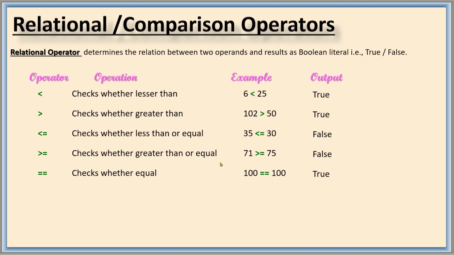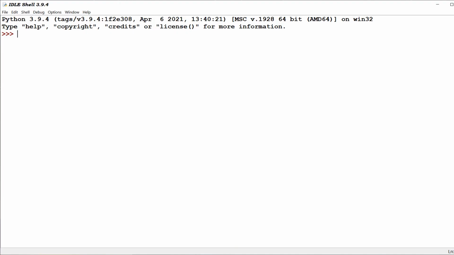Two equal-to signs together become the relational operator. It checks whether both the operands are equal or not. Next we have not equal to. This is written using the exclamation symbol and an equal to mark. It checks whether both the operands are not equal. 18 is not equal to 20. That is true. Now let us go to Python ideally.